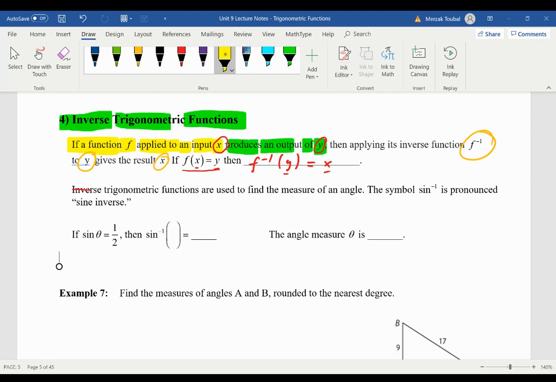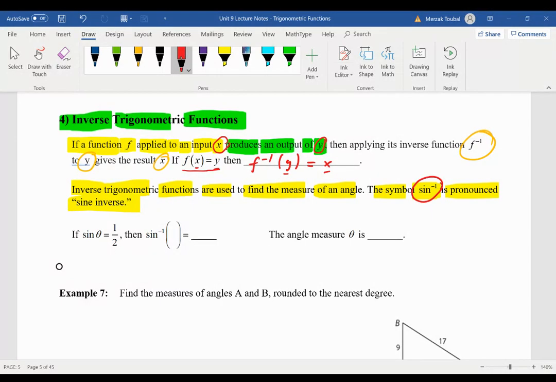Now, inverse trigonometric functions are used to find the measure of an angle, and the symbol sine to the -1 is pronounced as sine inverse, not the reciprocal of sine. We need to be careful. We don't want to mistake sine to the -1 with the reciprocal. It is the inverse, which is different.